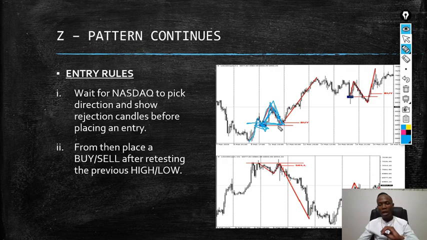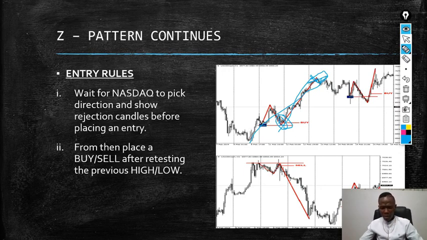A triangle. Now our entry rule: you buy at the retracement of the previous low for you to place your buy entry. As you can see over here, the market actually showed us 2 candlesticks, of which is a rejection candle, showing us that there are buyers coming into the market. Hence what? The Z pattern was completed. That means there was a hard push to the upside in confirmation of the direction that has been chosen.